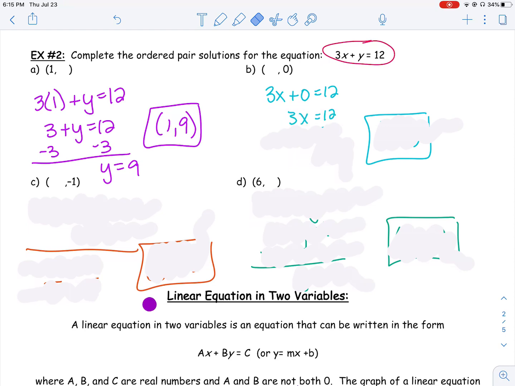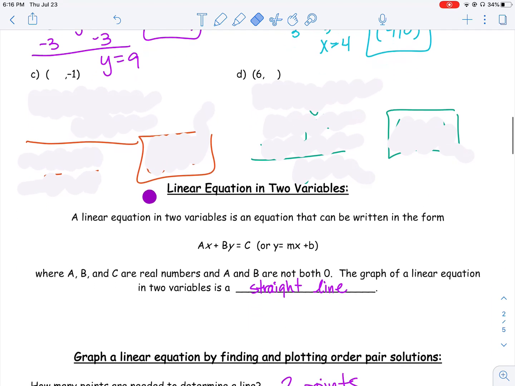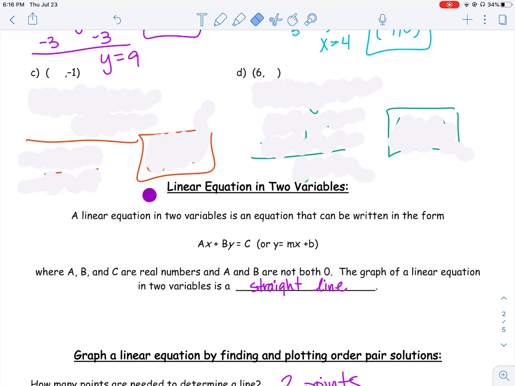3x plus 0 is just 3x. 3x equals 12. I can solve that by dividing both sides by 3, and I end up getting x equals 4. So that means the point (4, 0) is a solution to that equation also. Now I have 2 points that are on that same line. Why don't you try C and D? Pause your video and find the missing coordinate of those ordered pairs.